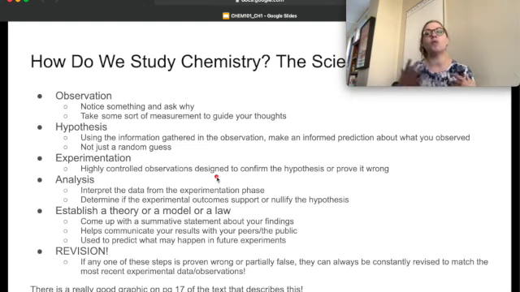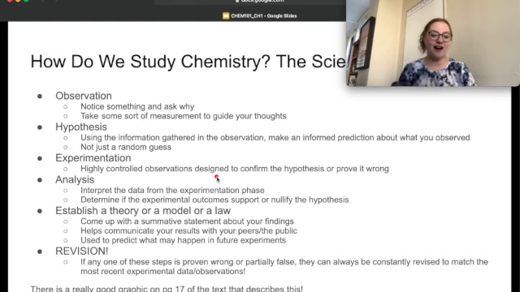So once we've had this observation, the next thing we do is make a hypothesis. So this is using the information gathered in the observation to make an informed prediction about what you actually observed. So it's not a random guess, and the best hypothesis is falsifiable, so it could be proven wrong. Lots of times scientists gather data attempting to prove an old hypothesis or an old theory wrong.